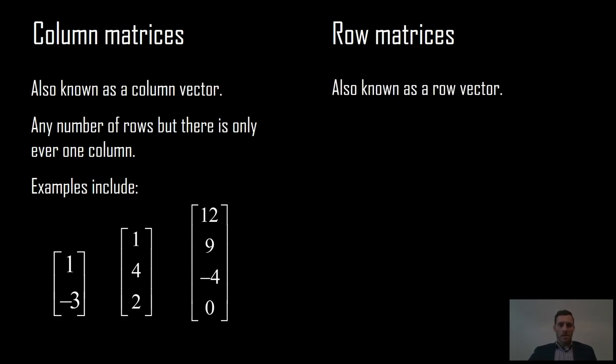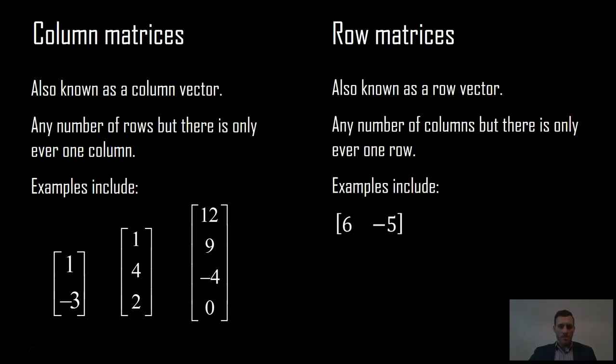Next, we have row matrices, also known as row vectors. They have any number of columns, but they can only ever have one row. Here are some examples. We have a 1 by 2 matrix, and then we have a 1 by 3, and then we have a 1 by 4. And these are all row matrices.